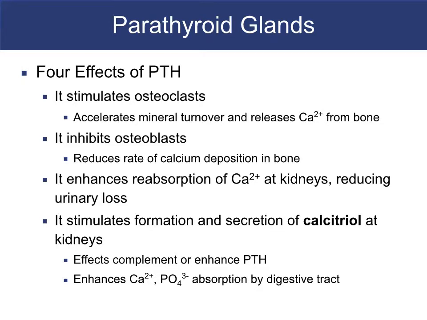Four effects of PTH. I gave you three of them just now. One of them is it stimulates the osteoclasts to eat up more bone and put that calcium out into the bloodstream, accelerating the mineral turnover. It also inhibits osteoblasts. What do osteoblasts do? They make bone. So osteoblasts actually suck the calcium out of the bloodstream, turn it into bone, and that lowers the blood calcium level, okay? But this is just the opposite. It inhibits the osteoblasts so that they don't do that and leaves more calcium in the bloodstream.